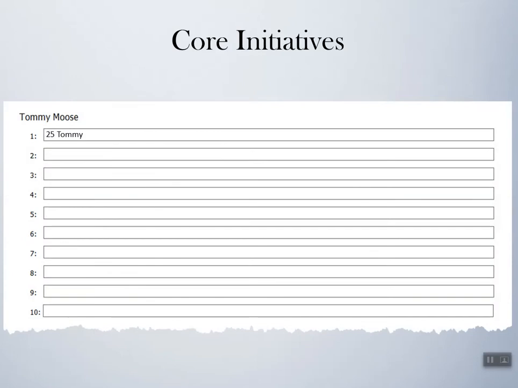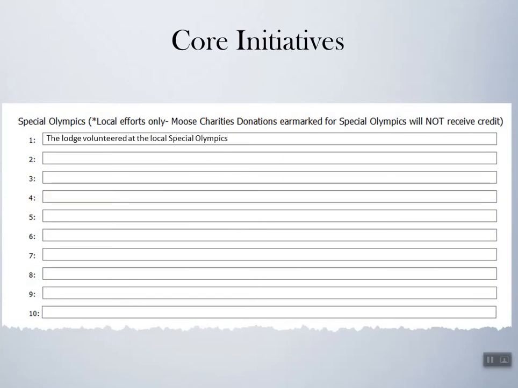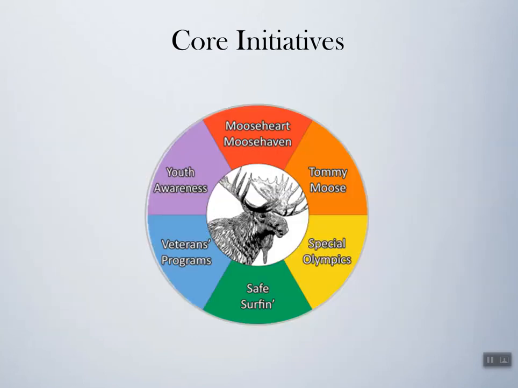Tommy Moose also falls within our core initiatives. Please enter the number of Tommy Moose dolls that you have purchased and distributed, being sure to include the organization to whom they were donated and the date that they were donated. Our core initiatives also includes Special Olympics. This is where you would enter your lodge's efforts and donations that were made to your local Special Olympic groups. Please keep in mind, your lodge should no longer be earmarking donations to Moose Charities for Special Olympics.